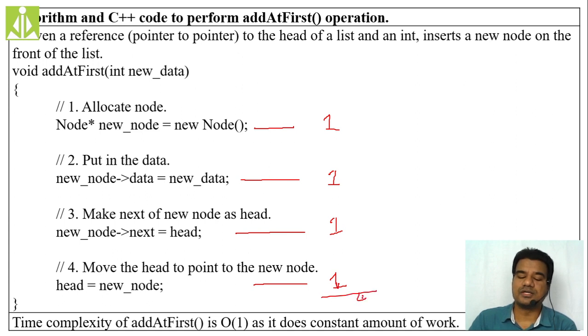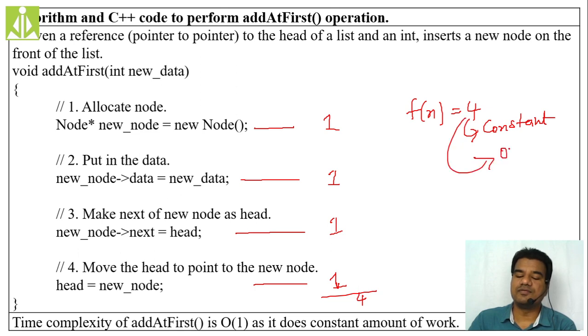It is 4 units. So our time complexity function f of n equals 4, and this 4 is a constant value. So if it is a constant value, what will be our order? Order of 1. So our time complexity is order of 1. So the function add first has to do order of 1 work in order to add the newly created node at the front of your singly linked list. Hope you understood this one.